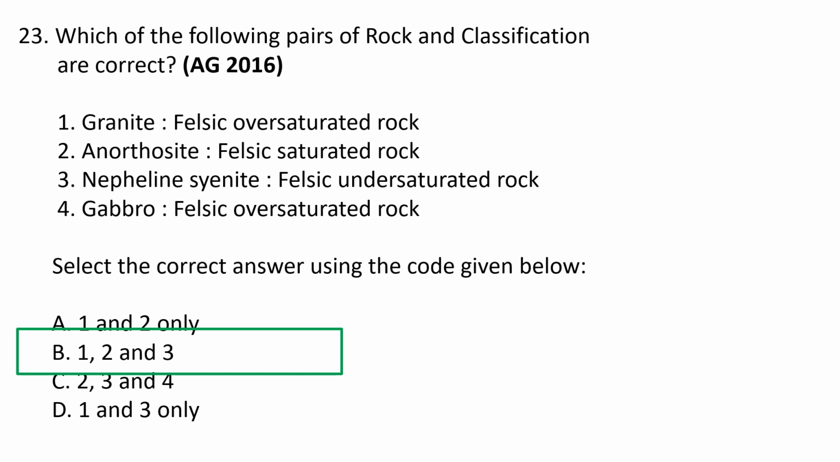Suppose if we take granite, it is a felsic oversaturated rock. You know, here the silica content will be more. And the second is anorthosite, it is a felsic saturated rock. And number 3, nepheline syenite, it is a felsic undersaturated rock. Here the silica content is not satisfactory, that means not saturated, that is undersaturated rock. And if you take number 4, gabbro is not a felsic rock, it is a mafic rock. So that's why here the correct answer is 1, 2 and 3.